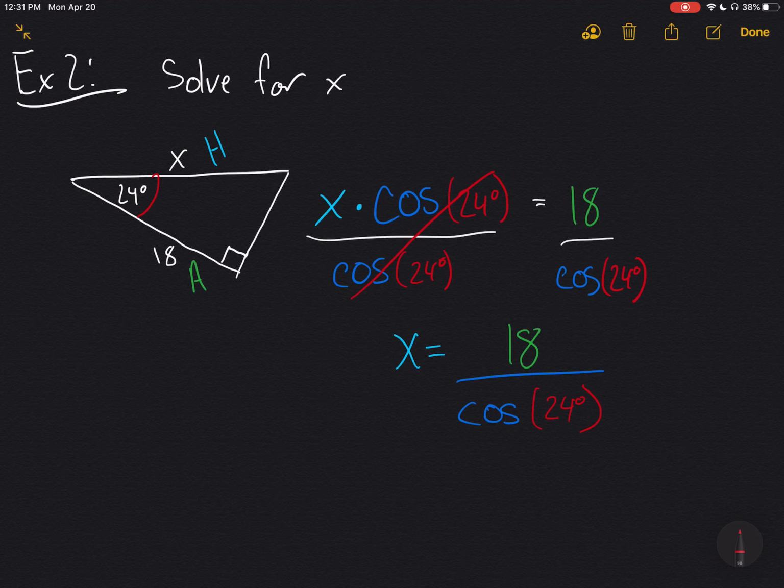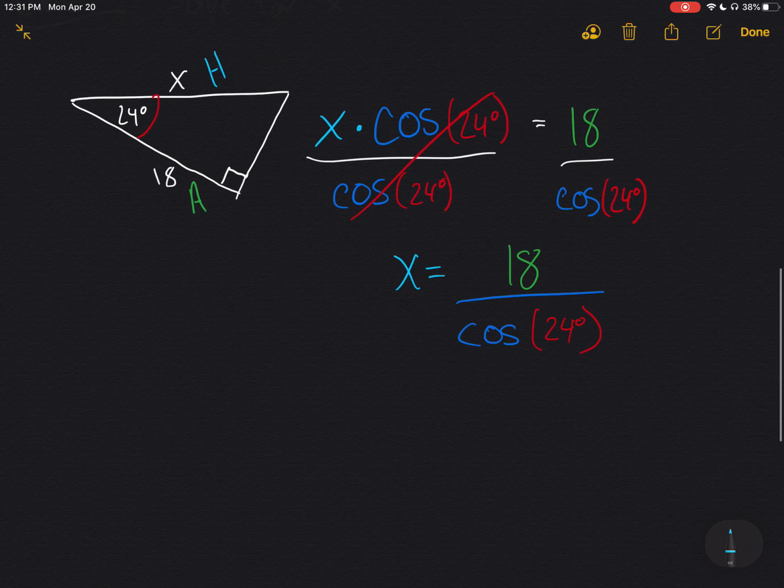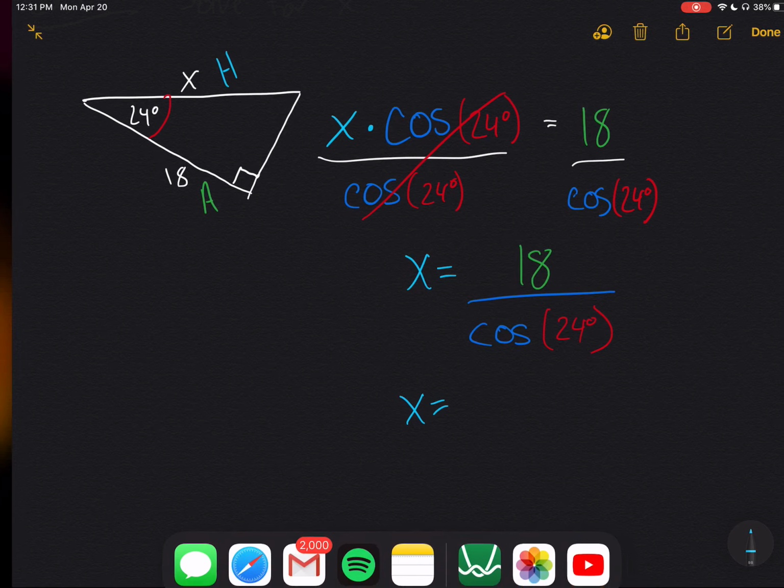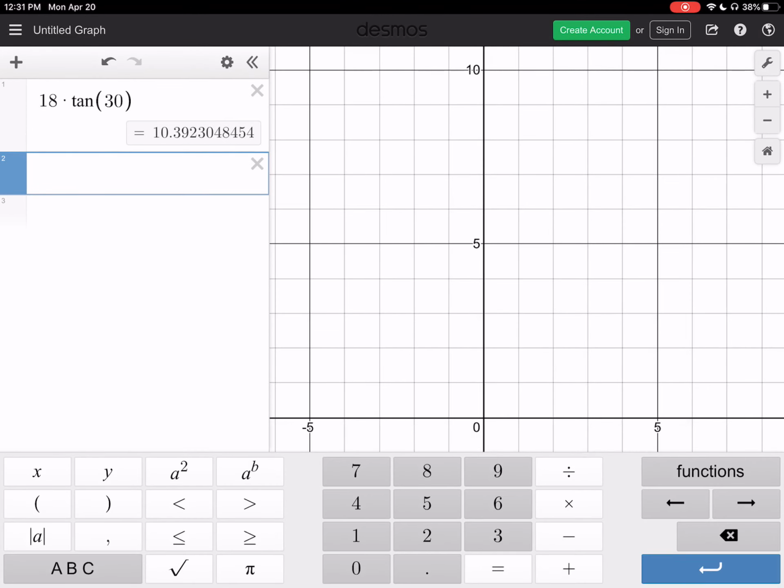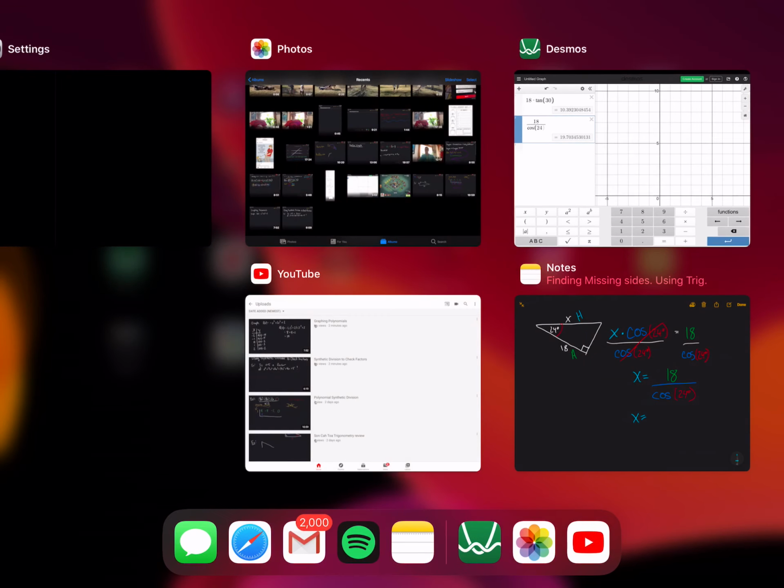If x is in the denominator, then you're going to get some division like this, and if it's in the numerator, then you're going to have multiplication. Right? So really two options there. You should be getting one of those two before you plug into a calculator. At this point, I've got x simplified as much as I can without a calculator, so I'm going to go back to Desmos, where I'm going to take 18 and divide that by the cosine of 24. So 18 divided by the cosine of 24 gives me 19.70.